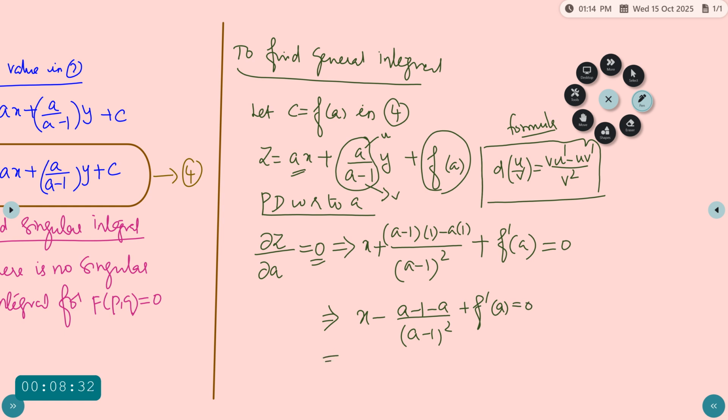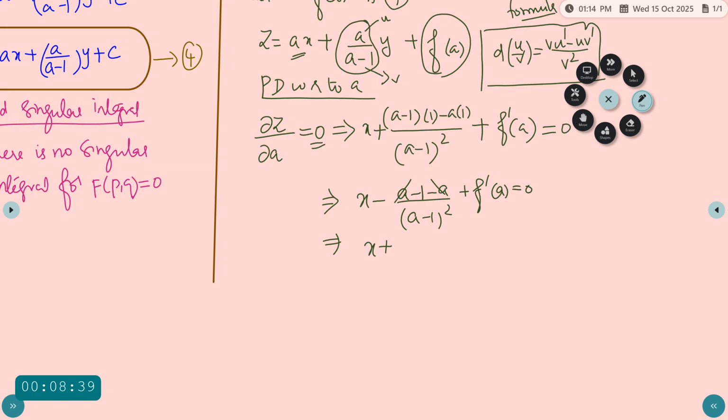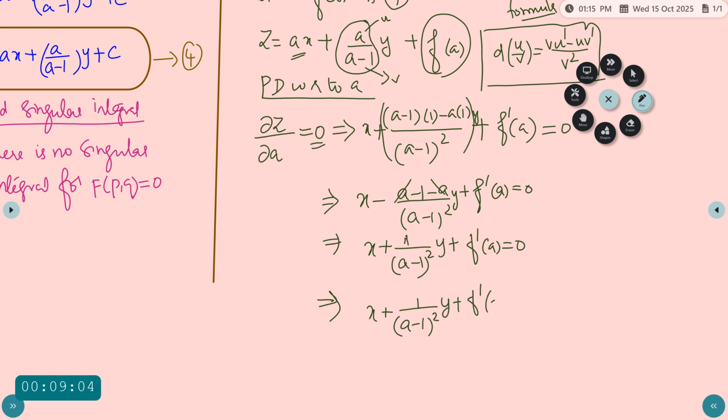Now, the a gets cancelled with minus a. So, minus into minus will be plus: x plus 1 divided by (a minus 1) whole square into y plus f dash of a equal to 0. Once again we can write clearly: x plus 1 divided by (a minus 1) whole square into y plus f dash of a equal to 0.